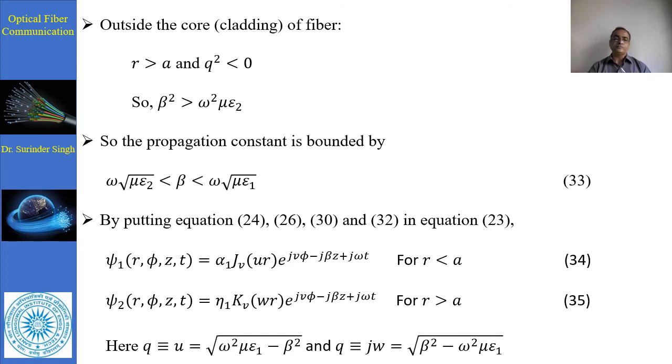Here u is equal to the square root of omega square mu epsilon 1 minus beta square, and q is equal to j times the square root of beta square minus omega square mu epsilon 2. So that condition is taken.